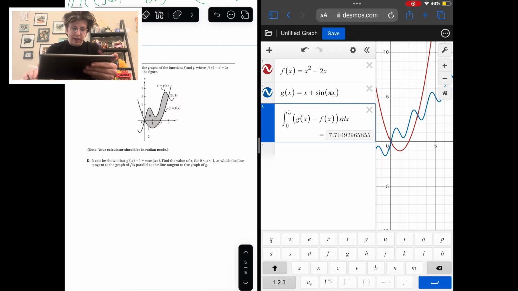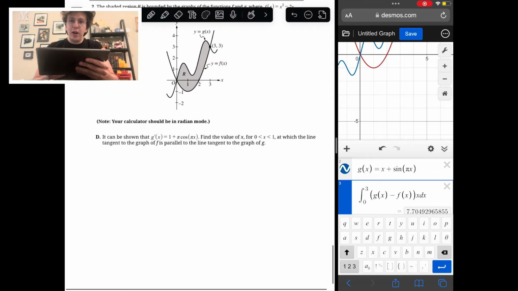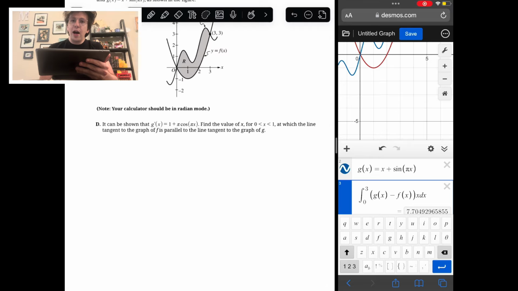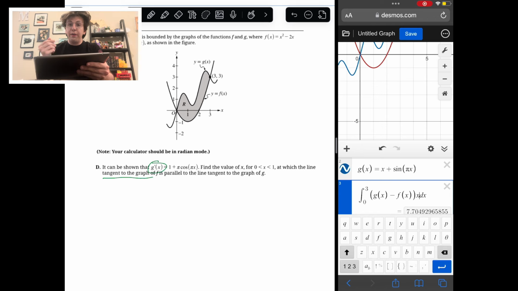All right, last but not least, this one's a little interesting. I thought this was very interesting when I first saw this FRQ. It's a little bit different than what you usually see on these area questions. So it can be shown that g prime, the change of g, is equal to 1 plus pi cosine of pi x. Find the value x for 0 to x, which is less than 1, at which the line tangent to the graph of f is parallel to the line tangent to the graph of g.